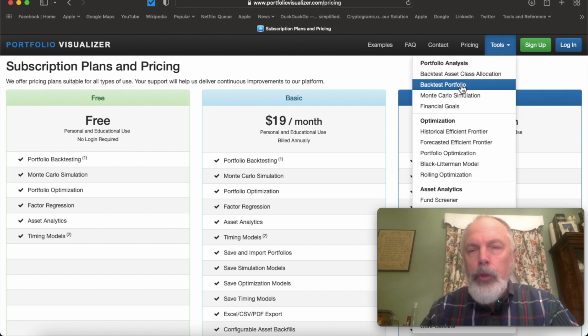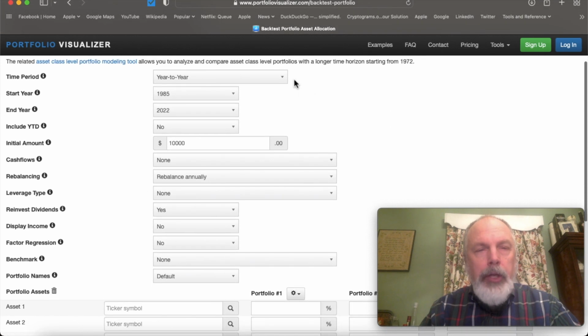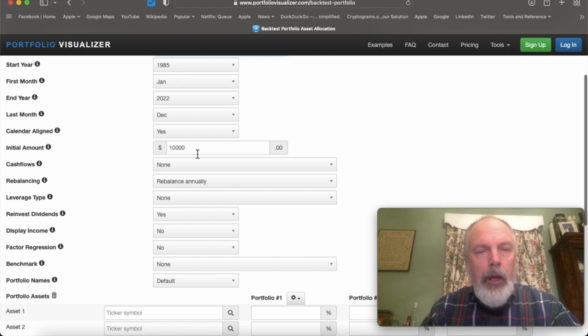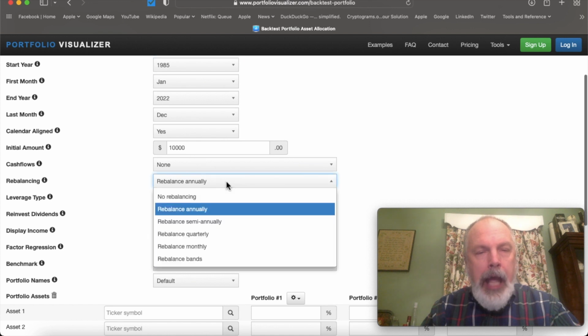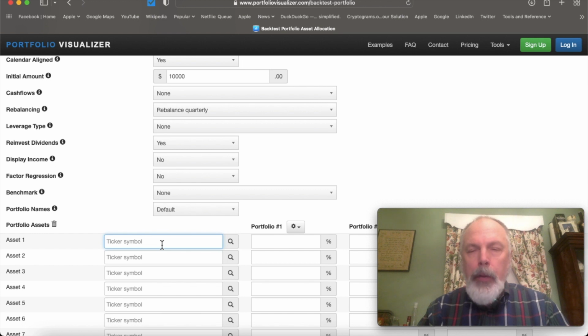First thing I'm going to do is backtest the bucket 2 portfolio to see what kind of ingredients I need to replicate with some alternatives. I'm going to use it month to month. I'm going to rebalance quarterly, and I'm going to enter the 4 main ticker symbols for this bucket.